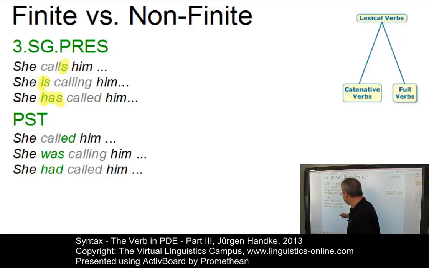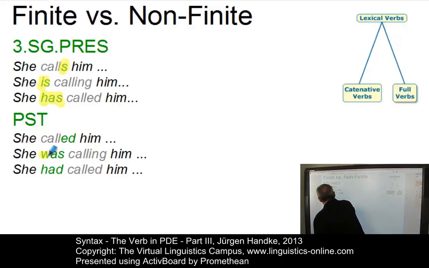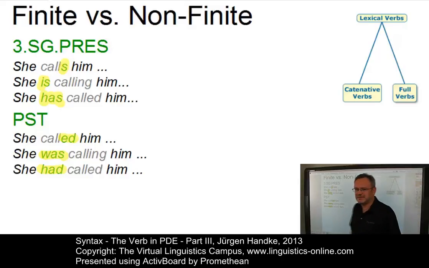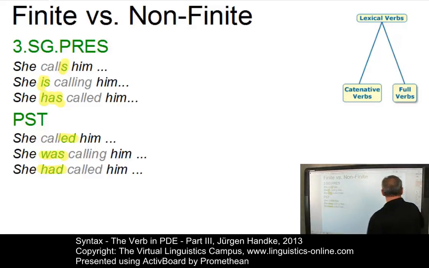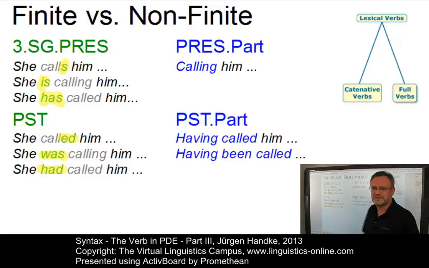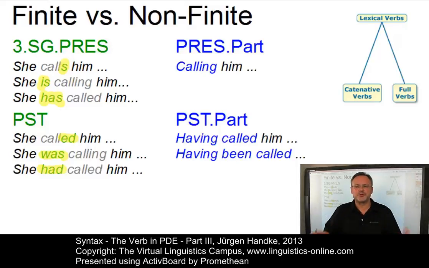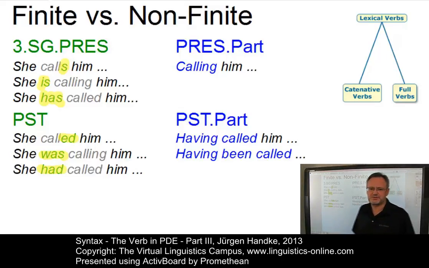She called him, ed, and was and had, let's mark them again, are the inflected elements, and the gray ones, calling and called, are non-finite forms. The participle forms are referred to as non-finite verb forms. In a non-finite verb group, all existing verbs are non-finite. They're always marked blue: calling him, having called him, having been called, and so on and so forth.